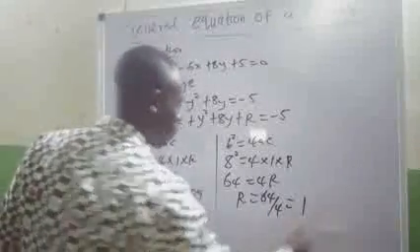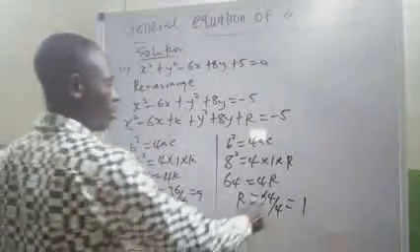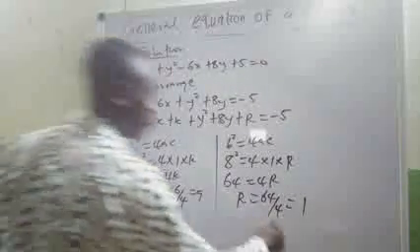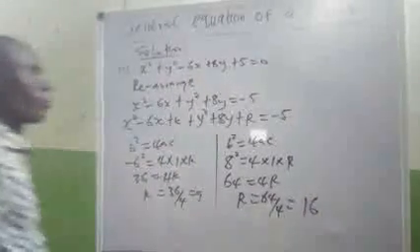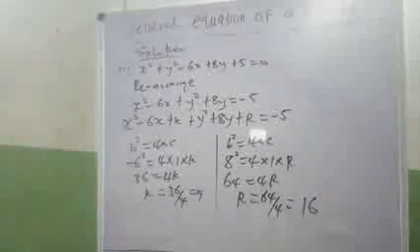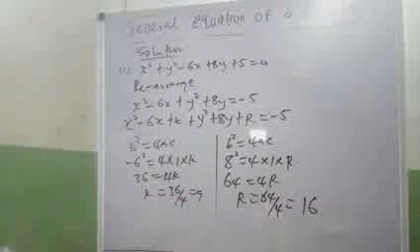64 over 4 will give us, 4 into 6 is 1, then 4 into 24 is 6. So that gives us what? 16. That gives us 16. So that is how to know.